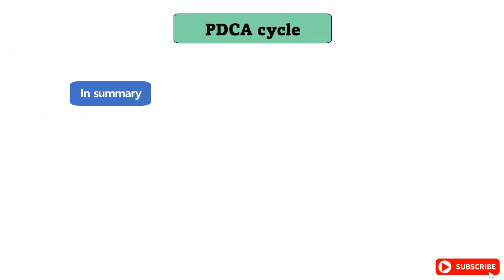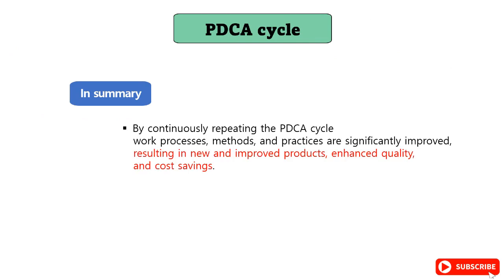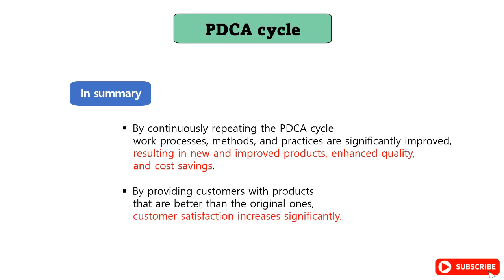In summary, by continuously repeating the PDCA cycle, work processes, methods, and practices are significantly improved, resulting in new and improved products, enhanced quality, and cost savings. By providing customers with products that are better than the original ones, customer satisfaction increases significantly.